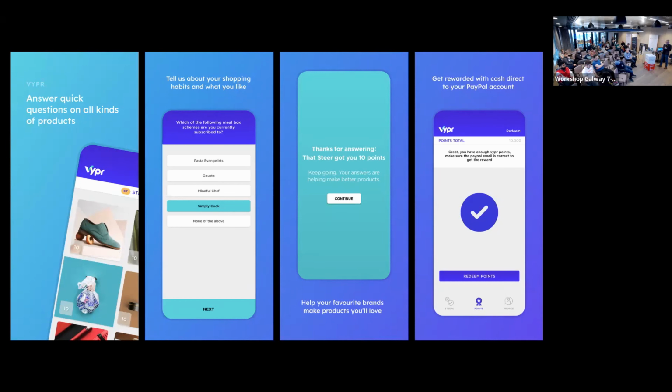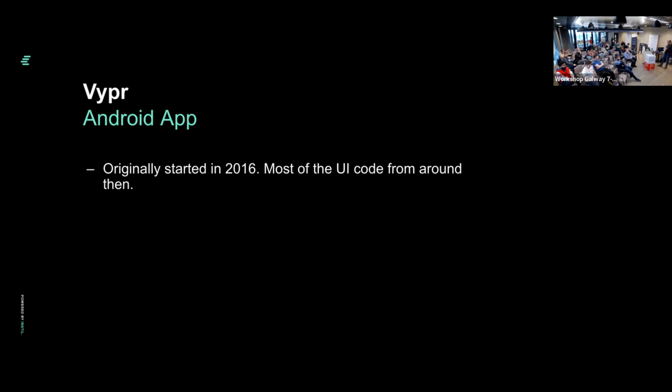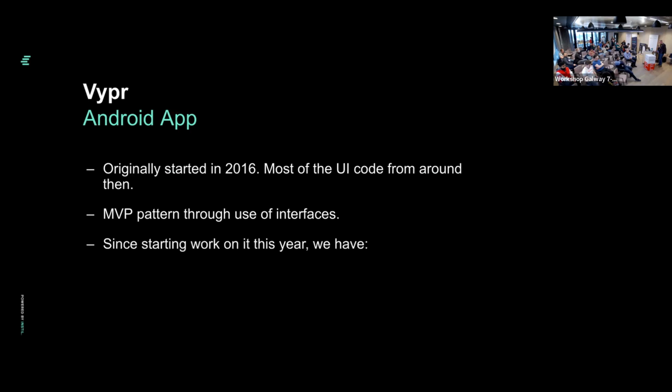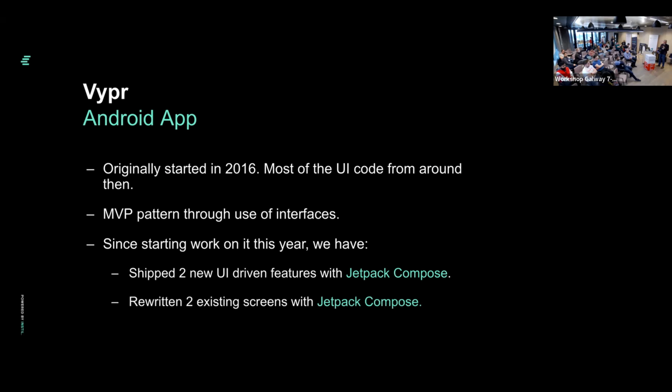And we're working with Viper more recently to help improve their software solutions, and that's an Android app and an iOS app. But a little bit more about the Android app itself. So it was originally started back in 2016, and most of the UI code is from them as well. That means there's a lot of the model view presenter pattern throughout, so a lot of interfaces. And since we started working on it this year, we have shipped 2 whole new features that are driven with the UI with Jetpack Compose. And we've also rewritten 2 of the existing screens with Jetpack Compose as well.